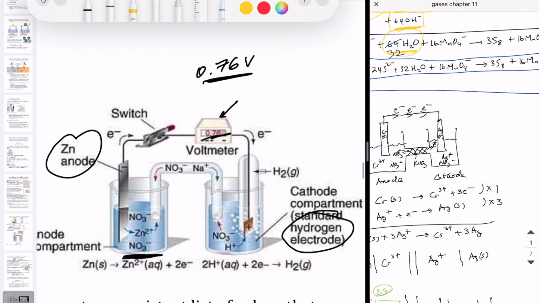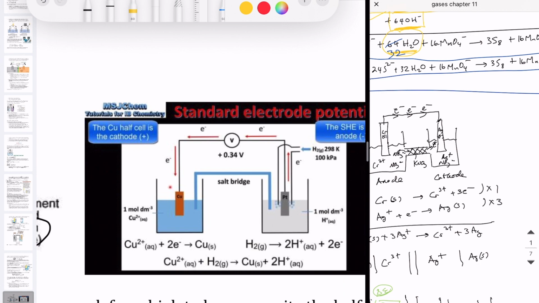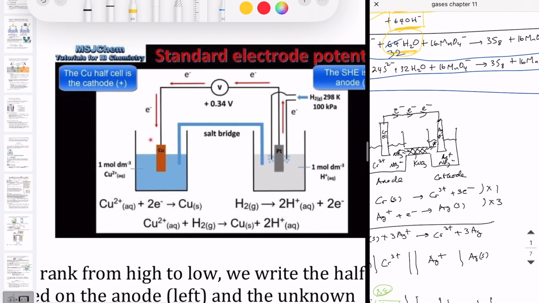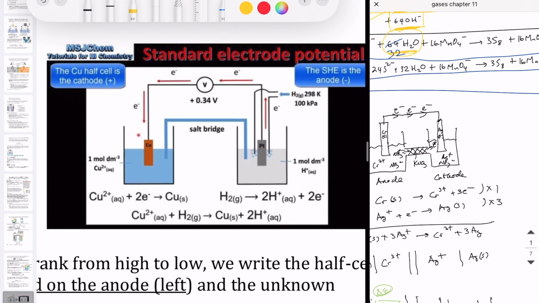Zinc is the anode. In this case, zinc is undergoing an oxidation, and the standard hydrogen electrode is undergoing a reduction. Now, let me try this out with the copper. If I pair this up with the copper, actually the opposite happens. The standard hydrogen electrode, even though it's located on the same side, now has electrons flowing out from it to the copper.